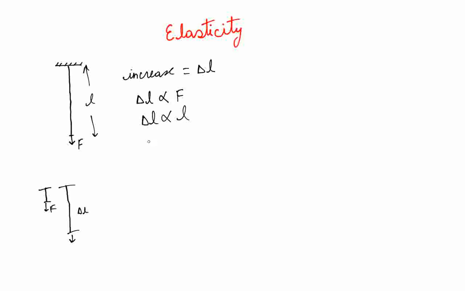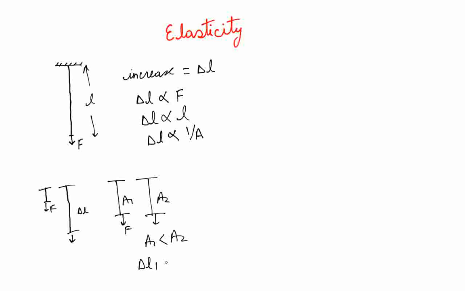What else? There is one more factor, which is that delta L is proportional to 1 over area. If the wires have the same length and you apply the same force, the one which has a lesser area, let's say A1 is less than A2, will have delta L1 more than delta L2, which means a thinner wire will stretch more than a thicker wire. So that also makes sense.